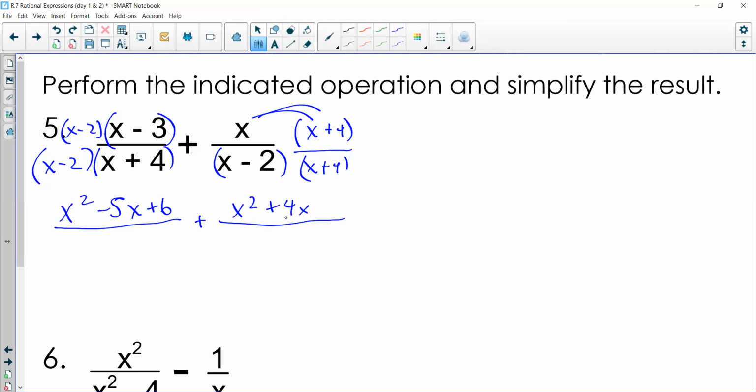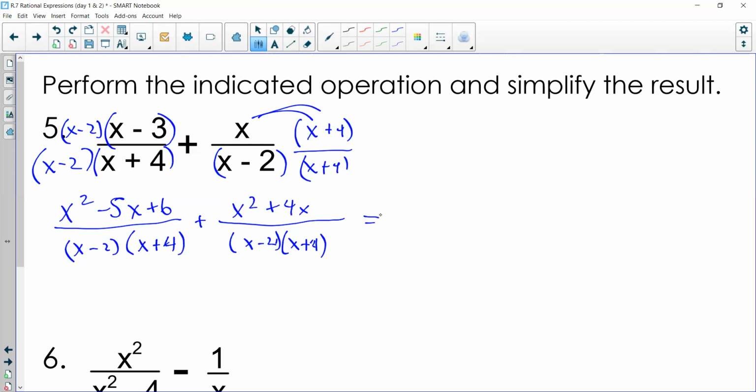And now, the nice part about these is that we got those common denominators. This is both over x minus 2 times x plus 4. Oops, x plus 4. And the same thing on this side, x minus 2 times x plus 4. All right, so then I can just add those tops together and see what that gives us.